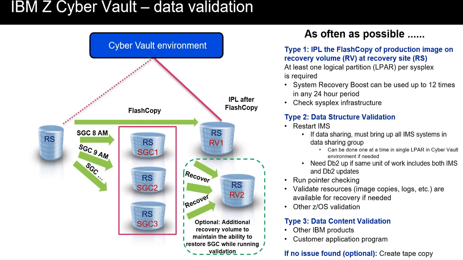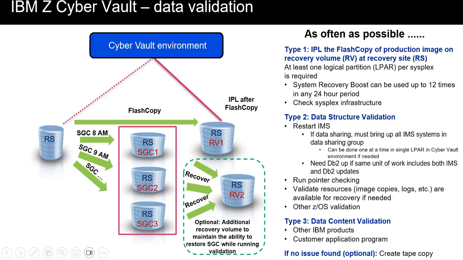So in the Cyber Vault environment, you IPL the flash copy if you're doing it that way, or you IPL the copy that you copied from the Cyber Vault to the recovery volume. And you can use System Recovery Boost to help you with this. And you're going to do some basic checking of the Sysplex infrastructure, for example. And then you're going to move on to data structure validation. This is what we call type 2. What this means from an IMS perspective is we restart IMS, and then we run things like a pointer checker, right? Is my basic structure of my IMS database still good?